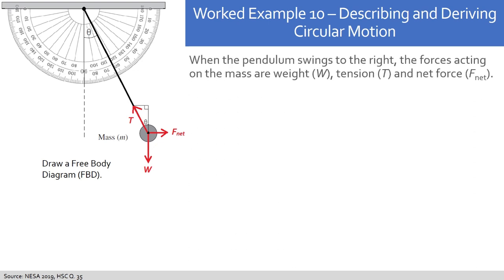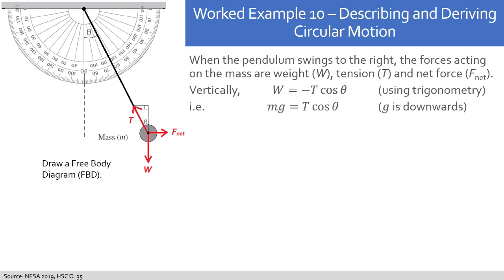So when the pendulum swings to the right, the forces acting on the mass are weight, tension, and net force. Vertically, W, the weight, equals negative T cos theta. Use trigonometry. Cos, remember, is adjacent over hypotenuse. So W is mg, but remember g is in the negative direction. So mg equals T cos theta. Rearranging, we find an expression for the tension force: T is equal to mg on cos theta.